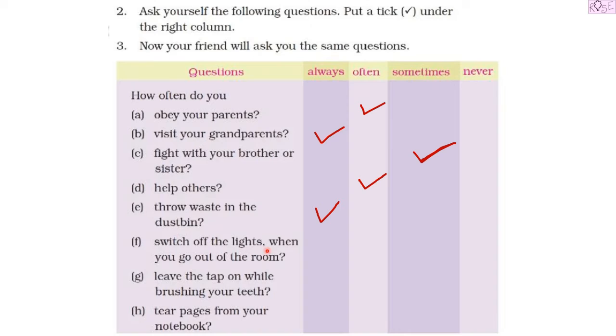Next is, switch off the lights when you go out of the room. Yes, this is the other thing I take care of very vigilantly. So I do this always. I always switch off the lights when I go out of the room. Next is, leave the tap on while brushing your teeth. No, I never do that. I never leave the tap on while brushing my teeth. And I would say you should also take care of this. You should never leave the tap on while you are brushing your teeth.